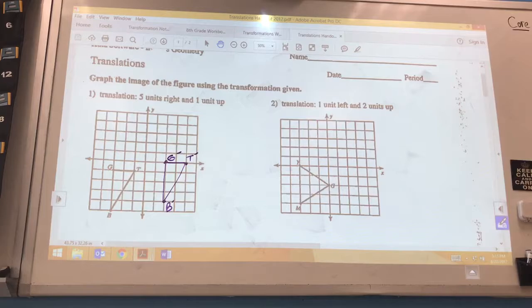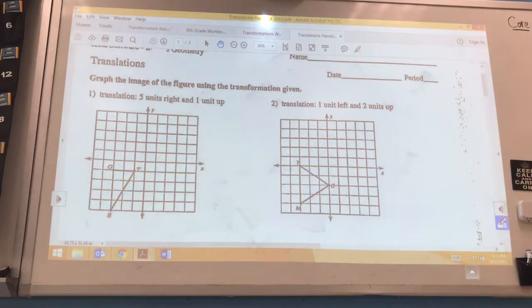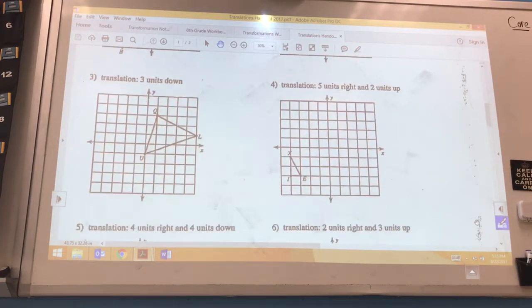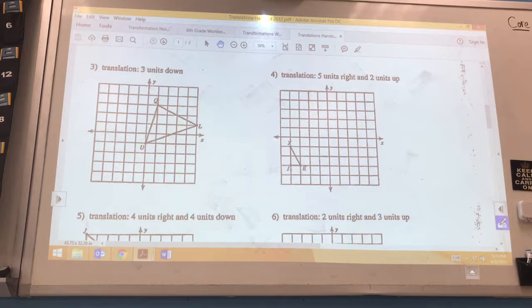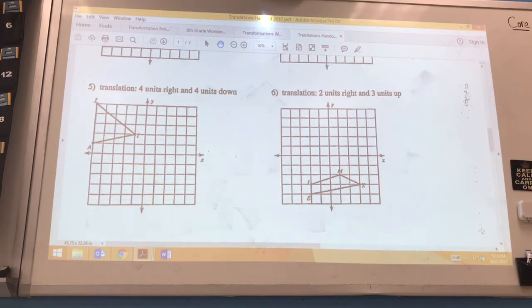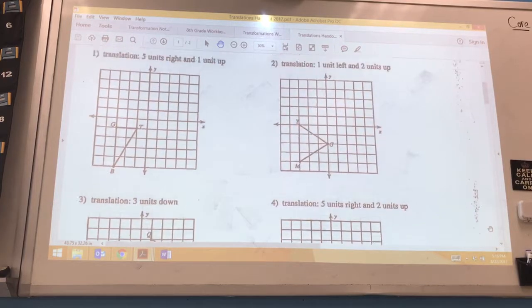Let's see what else we have. Problems 3 and 4 are worked the same way. If you'll notice on 3, you only go down. There will be no left and right on problem number 3. 5 and 6 are worked the same way. So let me go to the right-hand side of this paper.